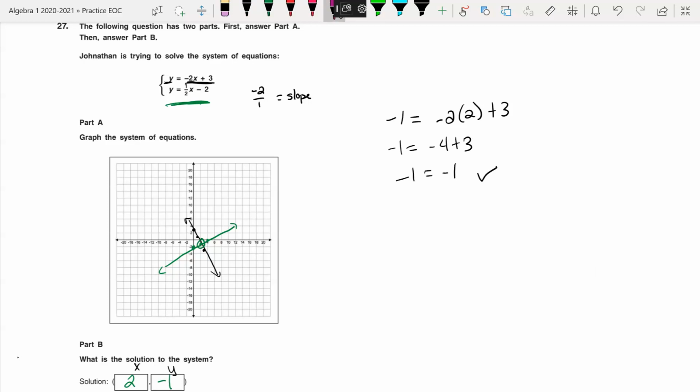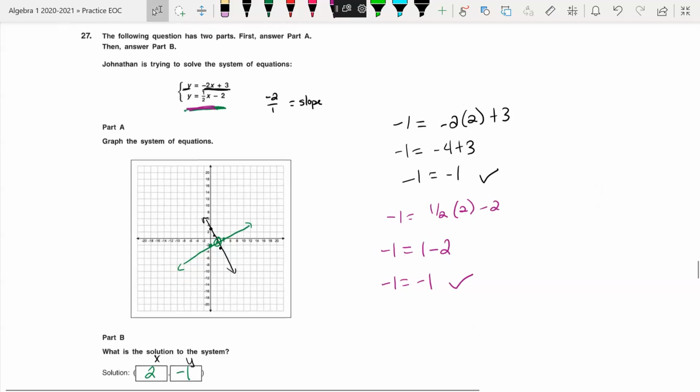If it's truly a solution to the system, it should work for both. So I'm going to plug into the other one. Negative 1 equals 1/2 times 2 minus 2. Negative 1 equals 1 minus 2. Negative 1 equals negative 1. So it works for both of them, which means you did the right thing, which means you got the right answer.